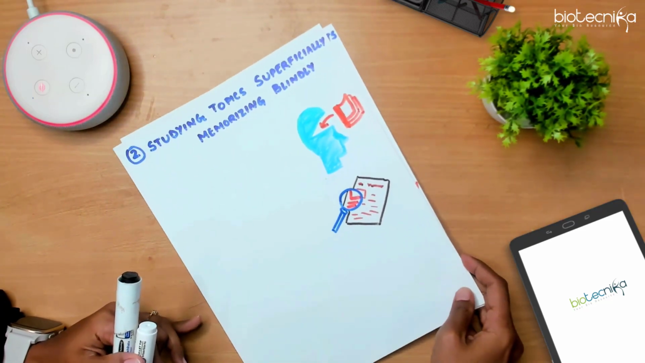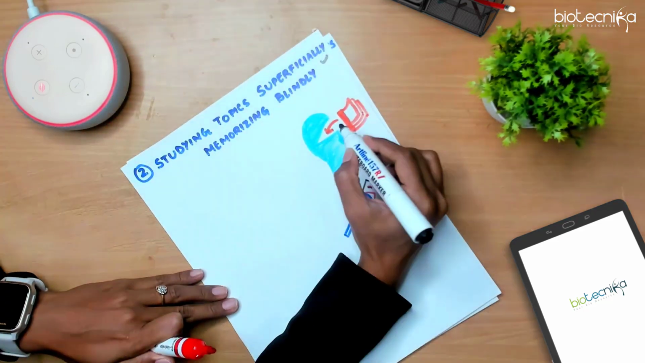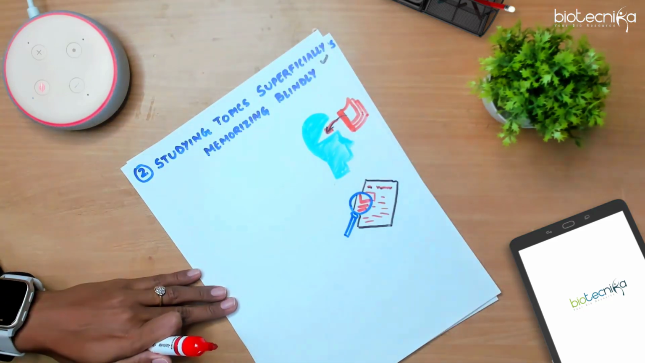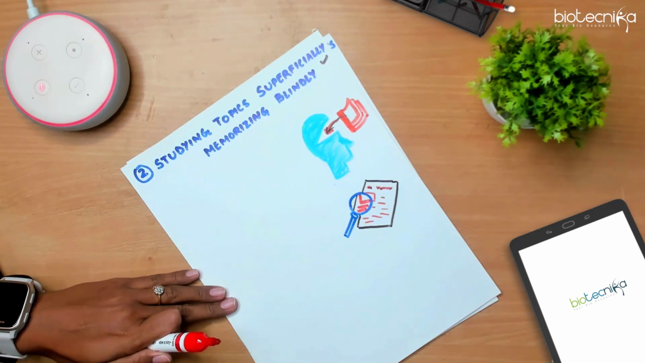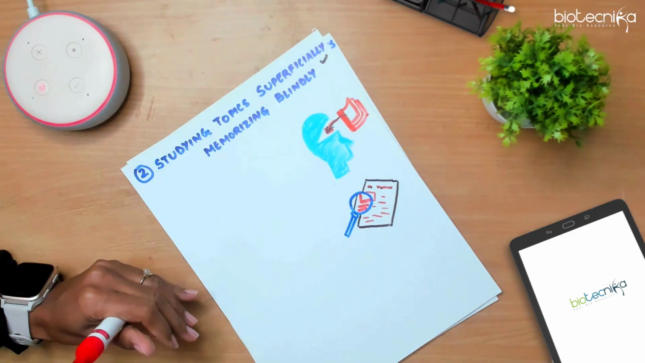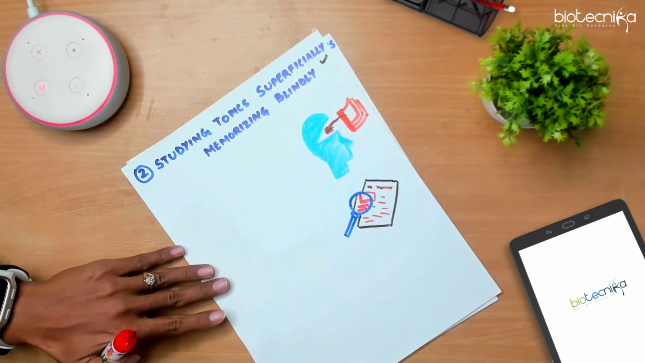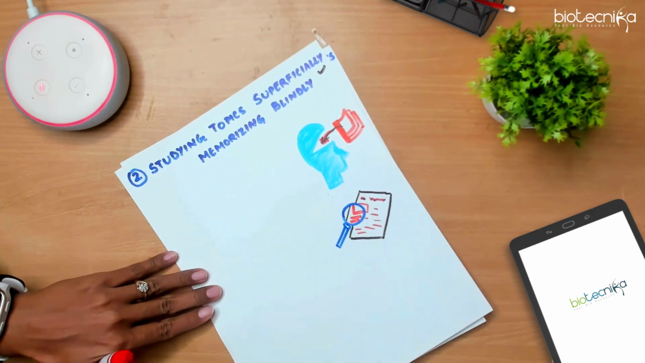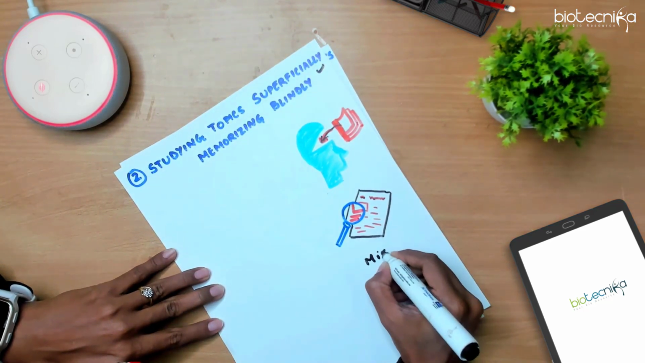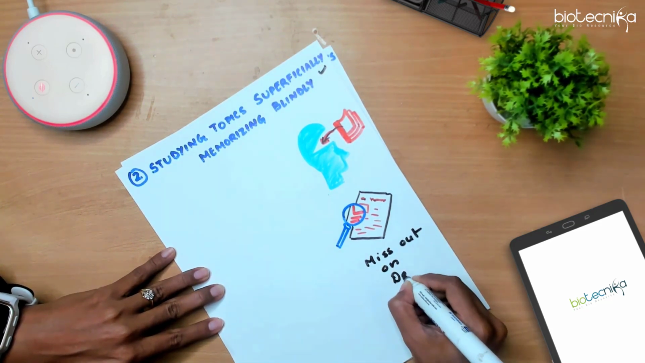Next is studying topics superficially or memorizing blindly. You can't put an entire book into your brain just like that. And students will try to do it, learn, unlearn, revise, trying to memorize by heart, just by reading it aloud multiple times. But that's not going to help until and unless you understand a topic. I don't want you to miss out on the detail. In fact, that's the mistake students make during preparation.